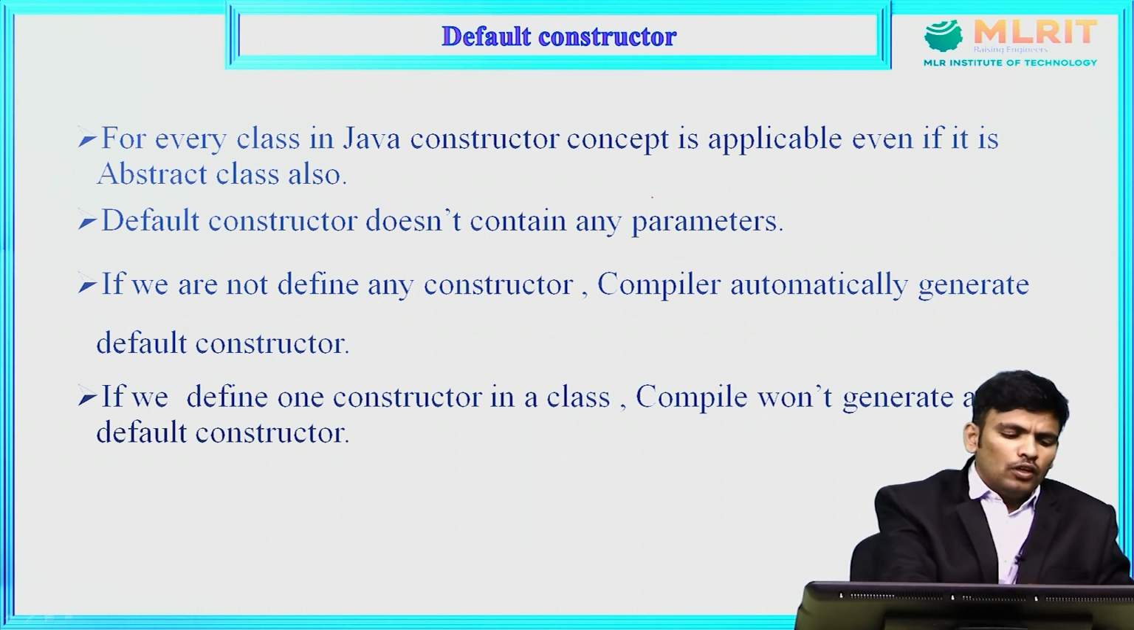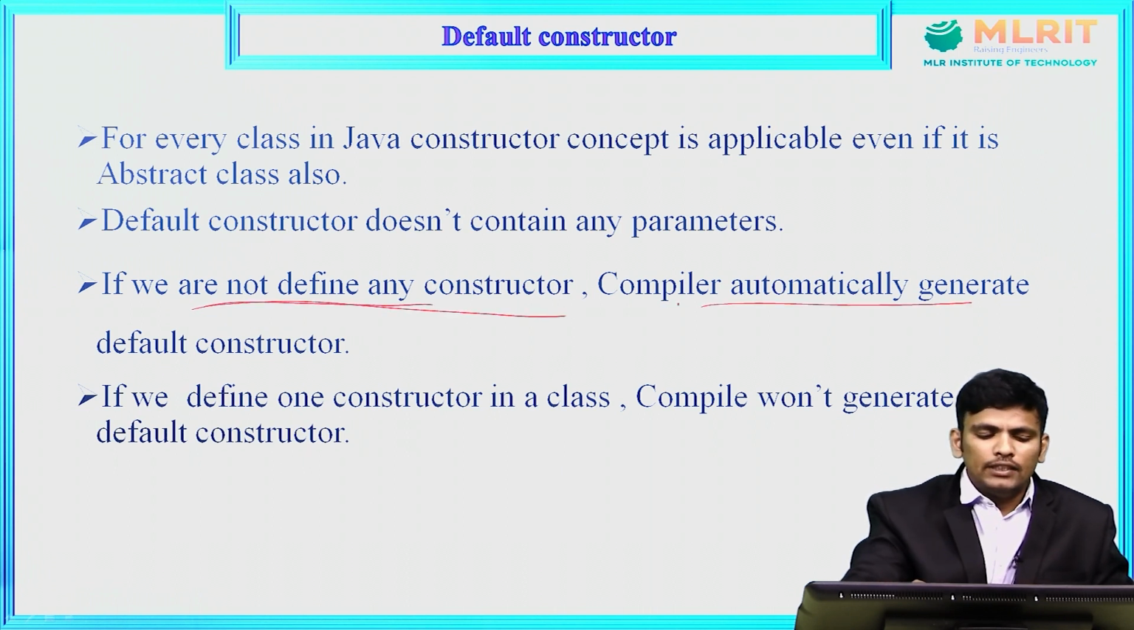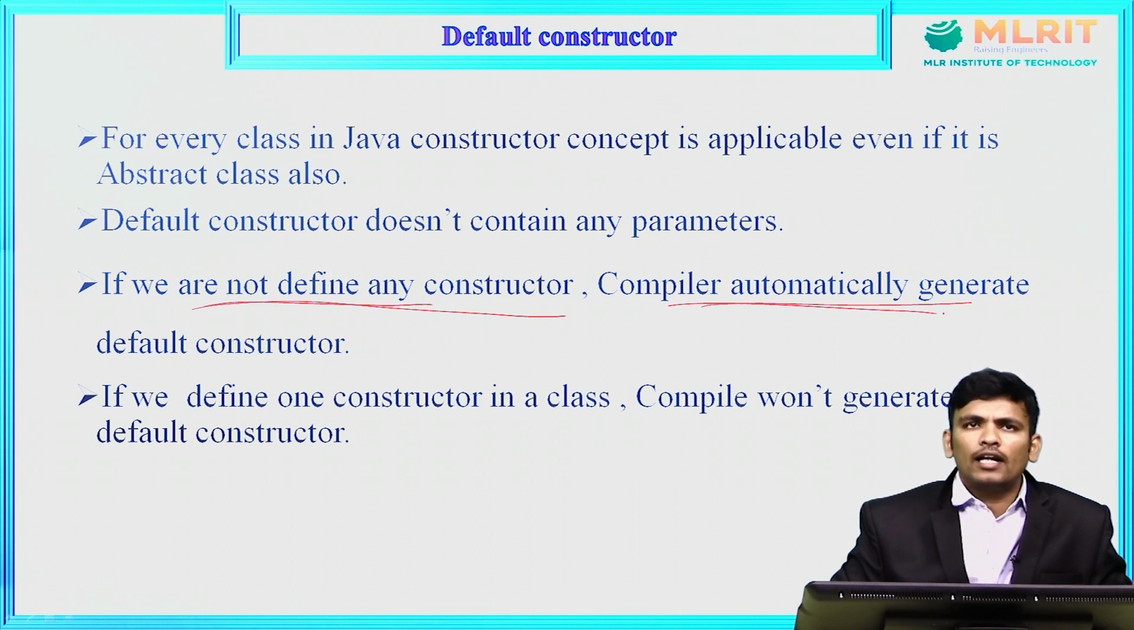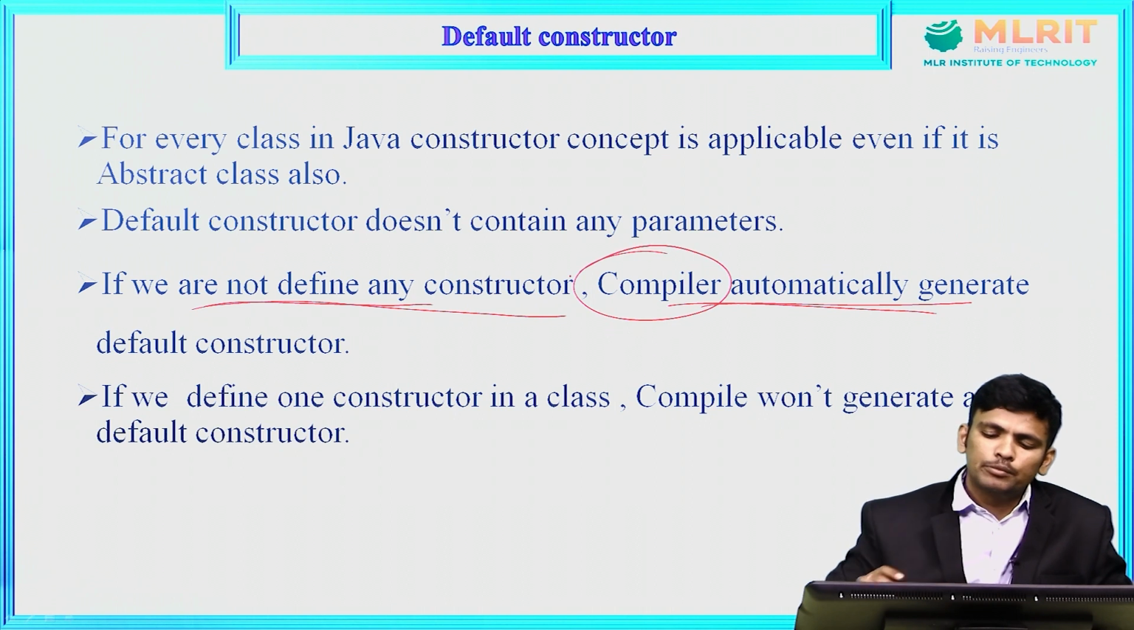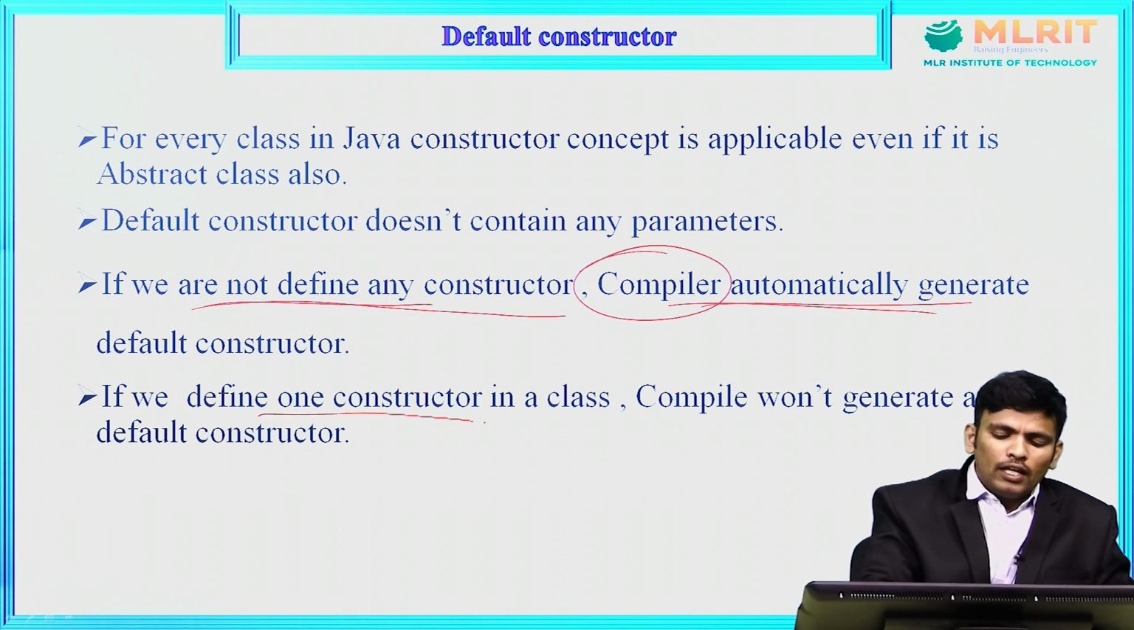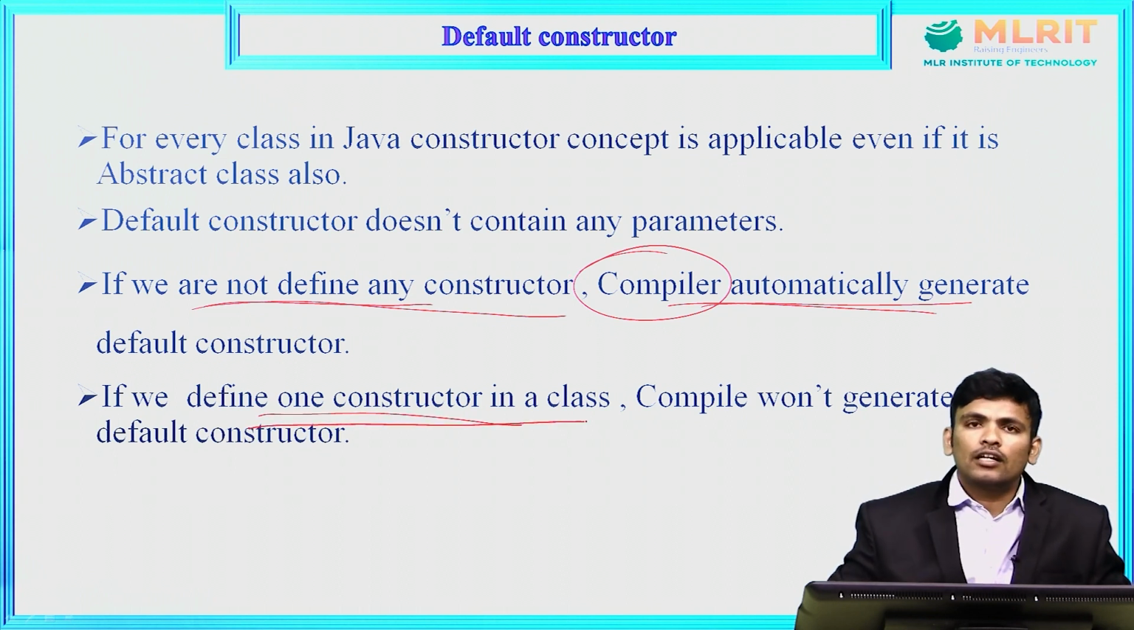Next, if you do not define any constructor, the compiler automatically generates the default constructor. As I mentioned, default means we do not need to add the constructor. If you do not add a constructor, the compiler is responsible, and it will automatically generate a default constructor. But if you define one constructor in your class, the compiler won't generate the default constructor.